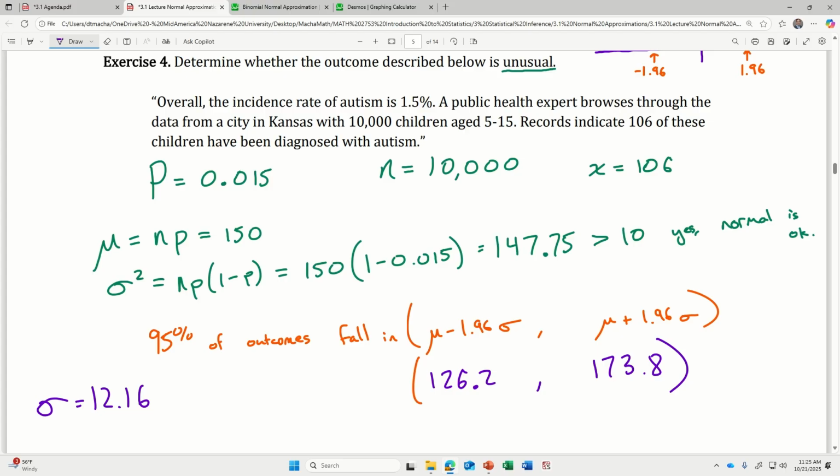So whenever I look at this city and I find out that there's only 106 autism diagnoses, I would think that's unusual. It's pretty unlikely that you would get a number outside of this range. So if you do get a number outside of that range, that's kind of like a red flag. Maybe we need to follow up on that. In the practical sense, that wouldn't mean that this city has fewer children with autism.